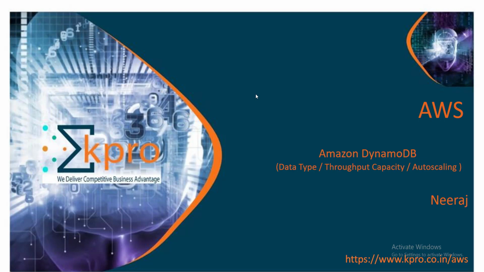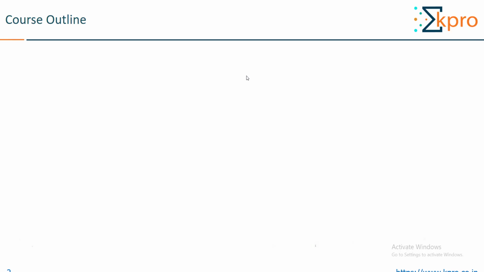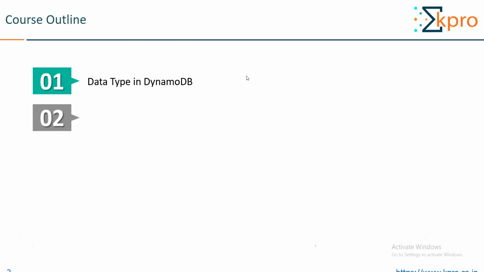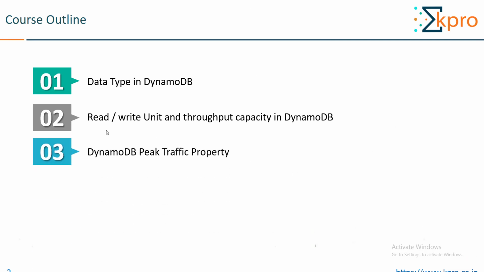Let's start. We have data type in DynamoDB, read write unit and throughput capacity in DynamoDB. That is an important one, we'll discuss. And DynamoDB peak traffic property. What is that actually? We'll discuss.